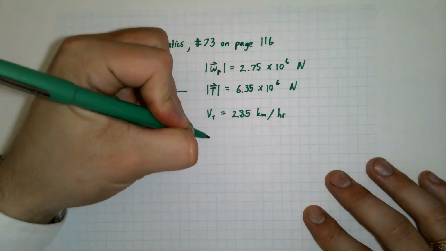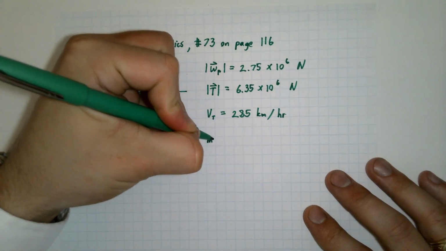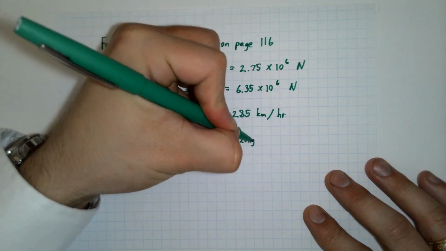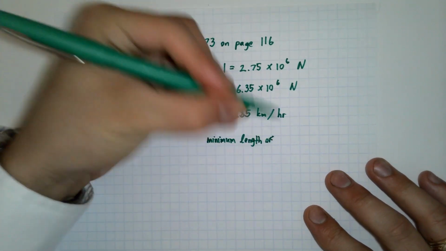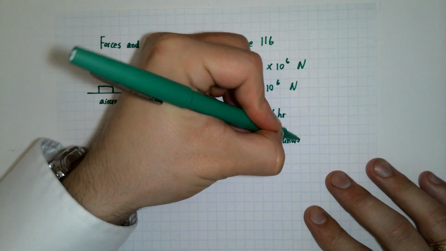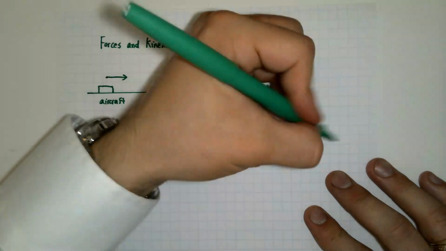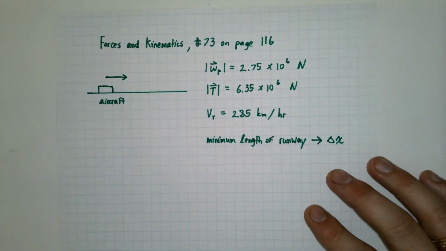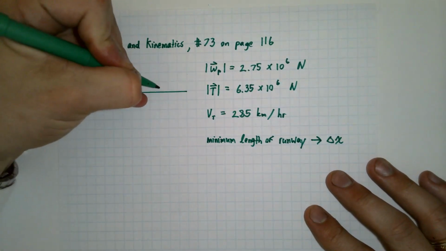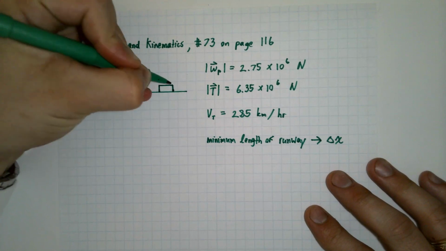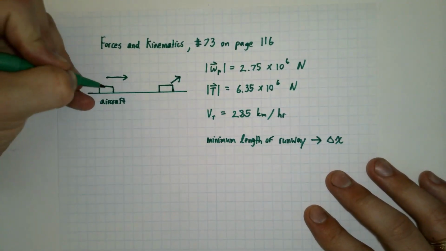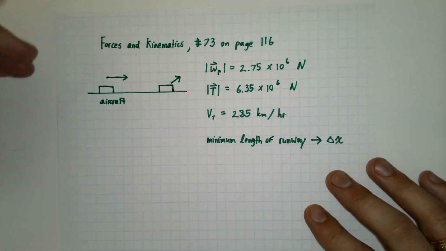What we're trying to find is the minimum length of runway needed. In our case, that corresponds to the quantity of displacement. So eventually it'll reach this point here where it's ready to take off. How far did it travel in going from rest at the start of the runway to the end of the runway?